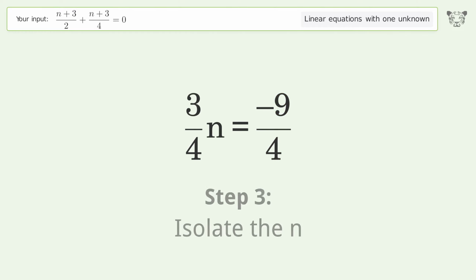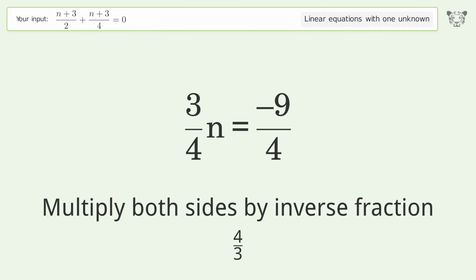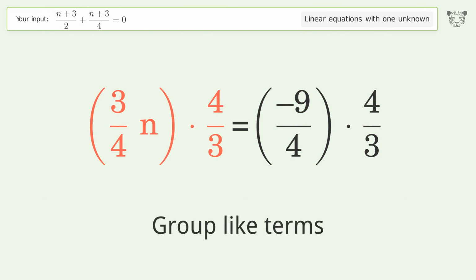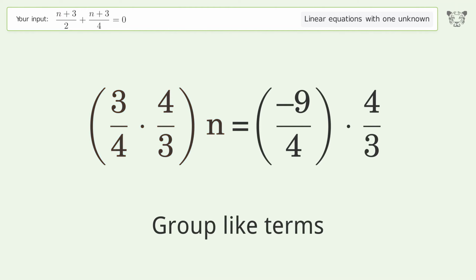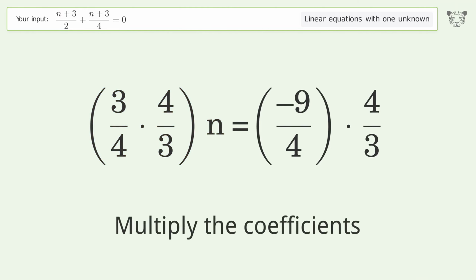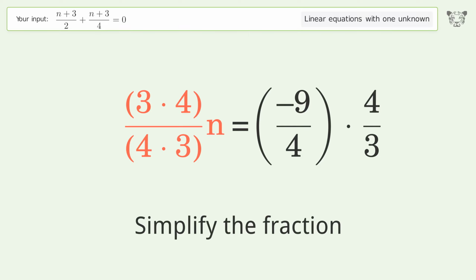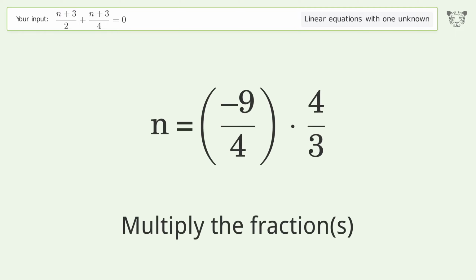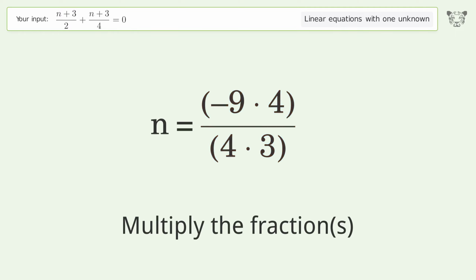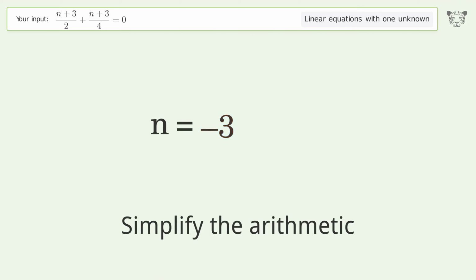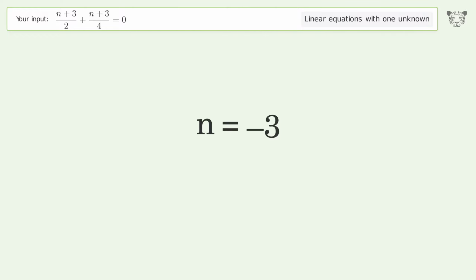Isolate the n. Multiply both sides by inverse fraction 4/3. Group like terms. Multiply the coefficients. Simplify the fraction. Multiply the fractions. Simplify the arithmetic. And so the final result is n equals -3.